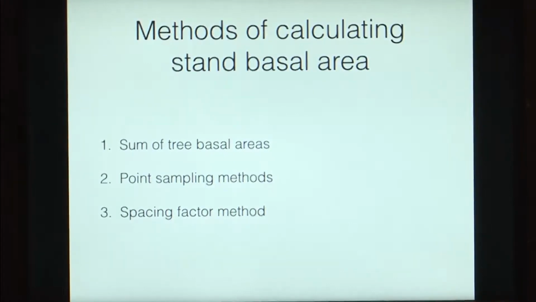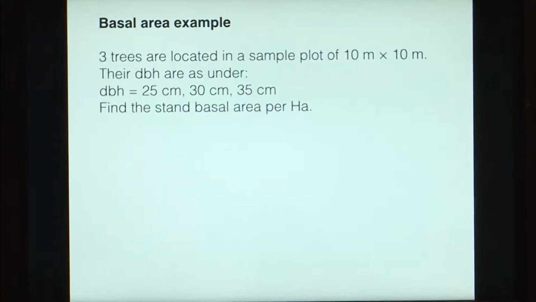So, today we are going to see how we calculate the stand basal area as the sum of the tree basal areas. Let us look at an example. Here we have 3 trees located in a sample plot of 10 meters by 10 meters. Their diameters at breast height are 25 centimeters, 30 centimeters and 35 centimeters, and we are required to find the stand basal area per hectare.